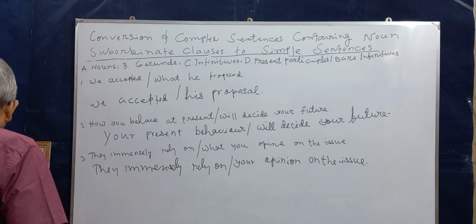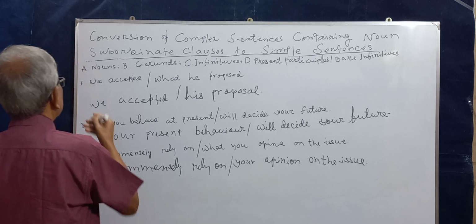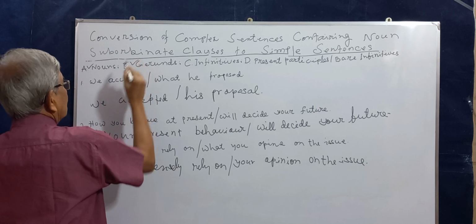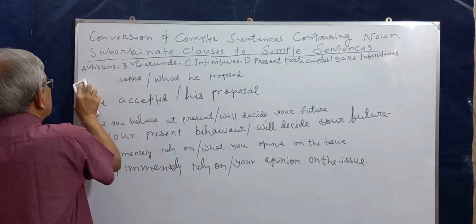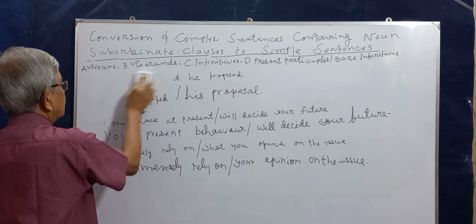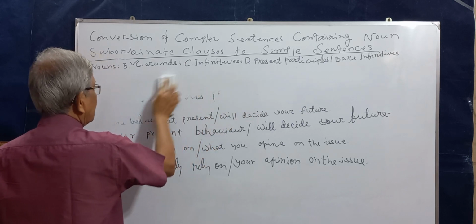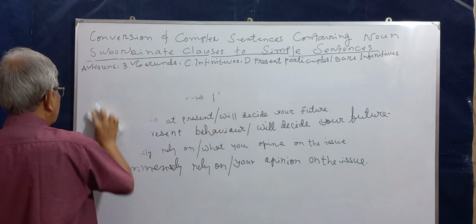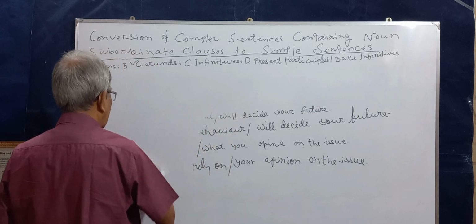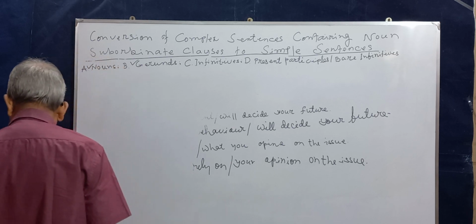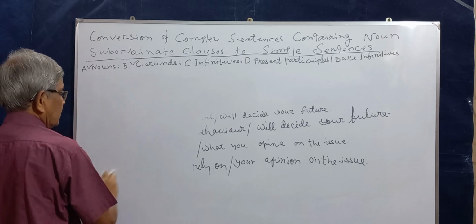Our second point is that by using gerunds, we can also convert complex sentences to simple ones. And we know that we form gerunds commonly by adding ing to the base form of the principal verb. I say commonly because there are other gerunds too, compound gerunds, where we cannot add ing to the base form.